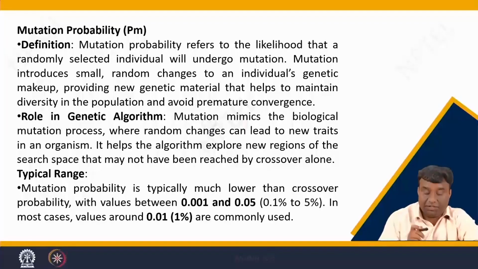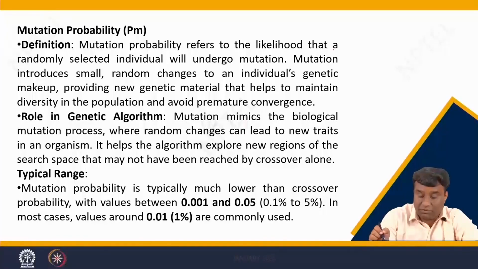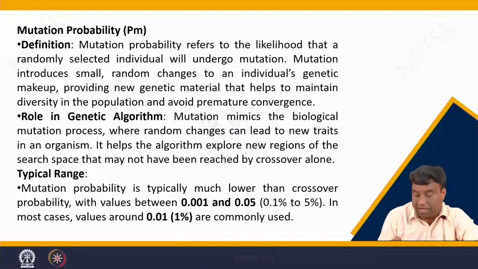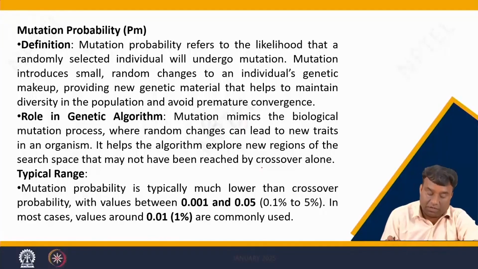Another one is mutation probability. Mutation probability refers to the likelihood that a randomly selected individual will undergo mutation. Mutation introduces small random changes to an individual's genetic makeup, providing new genetic material that helps to maintain diversity in the population and avoid premature convergence. Mutation mimics the biological mutation process where random changes can lead to new traits in an organism. It helps the algorithm explore new regions of the search space that may not have been reached by crossover alone.